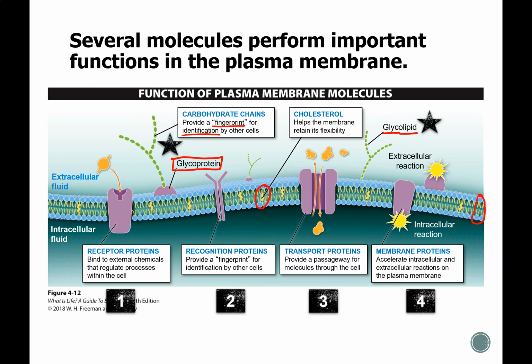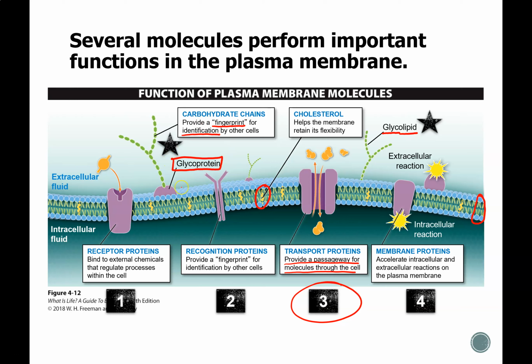All right, we are going to focus though on the proteins that help move things in and out. These are transport proteins because they provide a passageway for molecules through the cell. There are some other important proteins. Receptor proteins bind particular molecules that allow for regulation within the cell. Recognition proteins, along with their counterparts, the glycoproteins, can help as identifiable fingerprints for the cells.